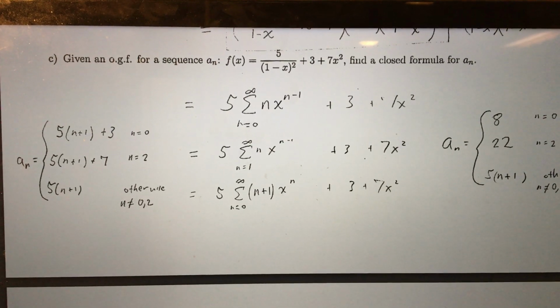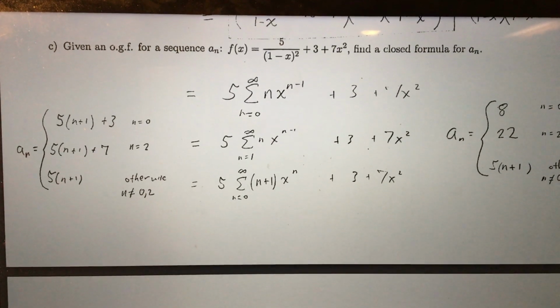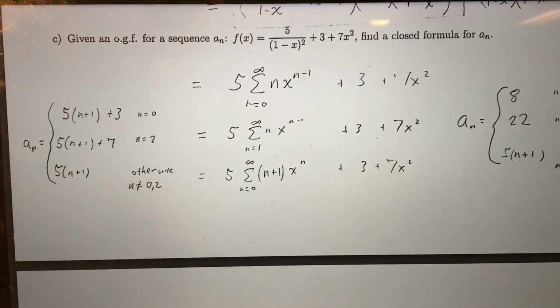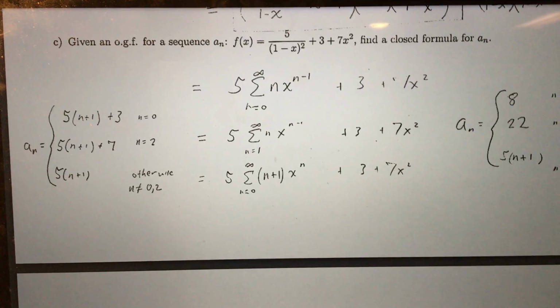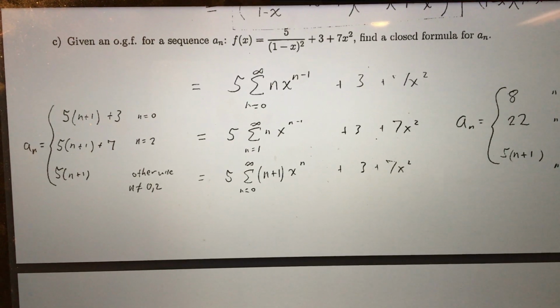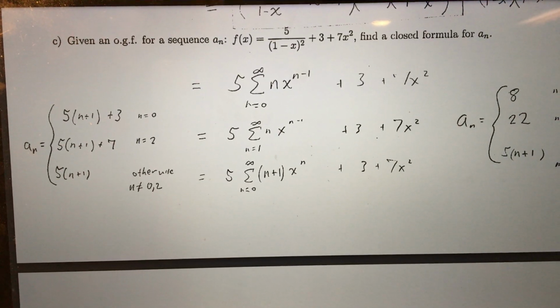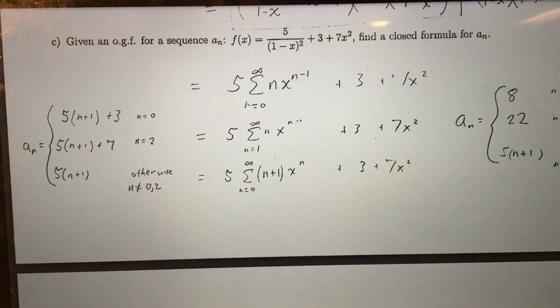It may start at a different index n under that sum. The important thing is that you have to include in your final answer every n that's used in the sum. So that means I'll be using n plus 1, the multiplier on x to the n, for all n's larger than or equal to 0. Oh, and the 5 also, 5 times n plus 1.